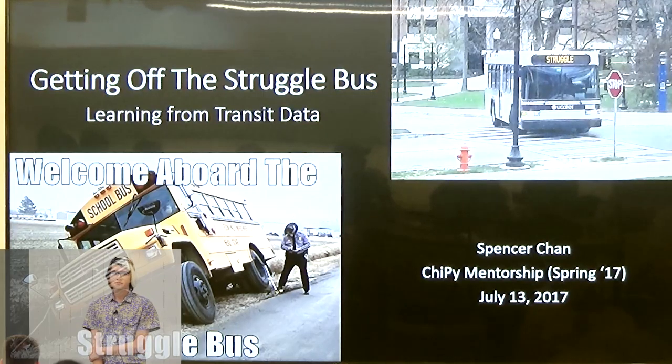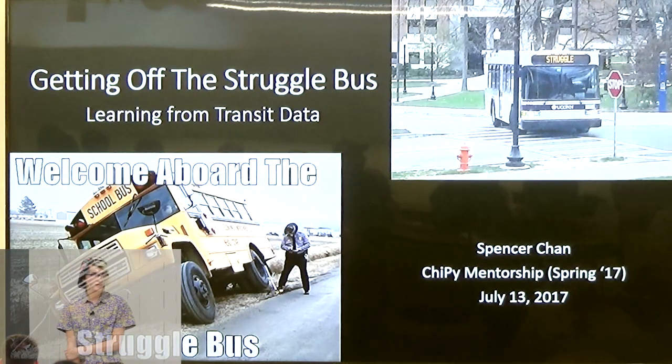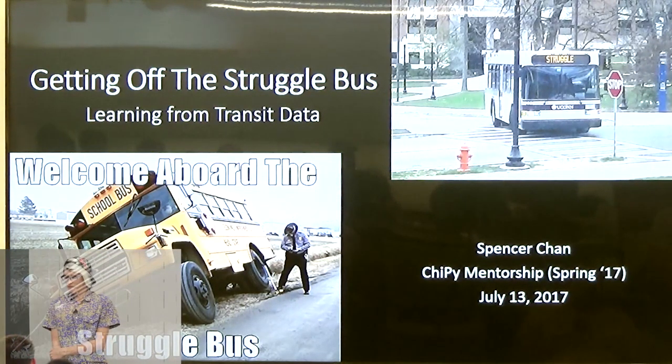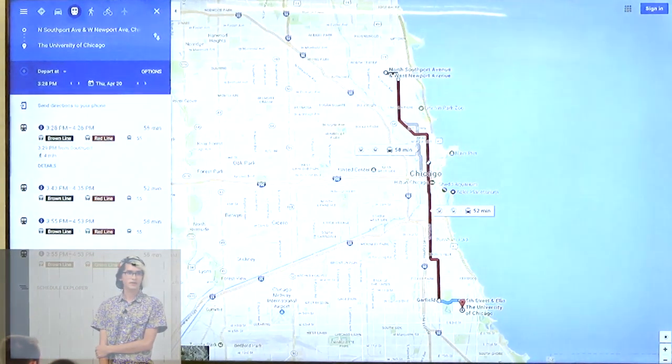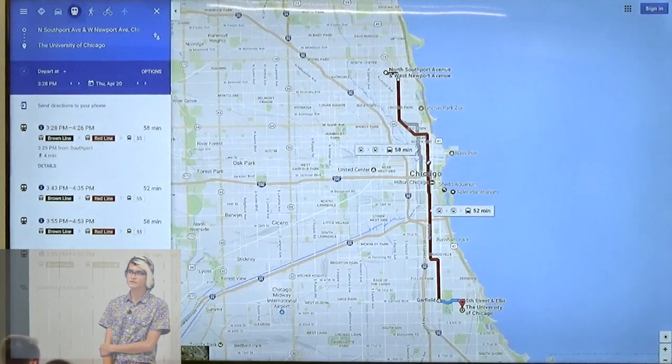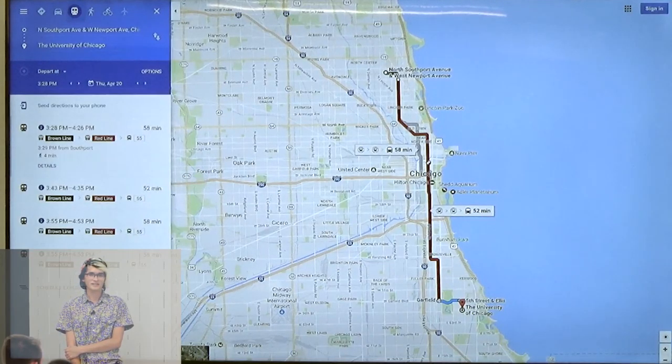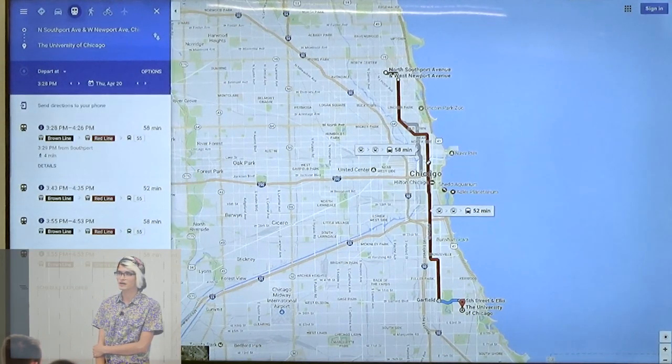So this past fall, I was traveling to Hyde Park a lot from the north side of Chicago to visit my friends who are attending the University of Chicago. And I would take the red line down there and transfer to the eastbound 55 bus at Garfield. But I found that sometimes I was waiting a long time for this bus to arrive, sometimes 20 plus minutes.